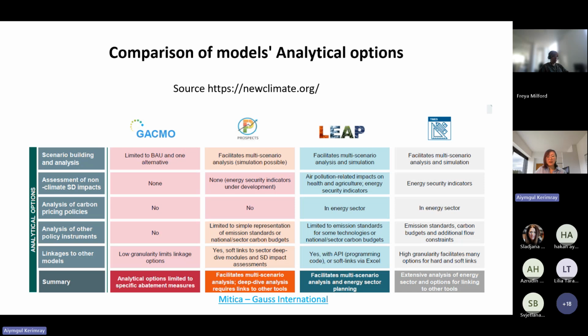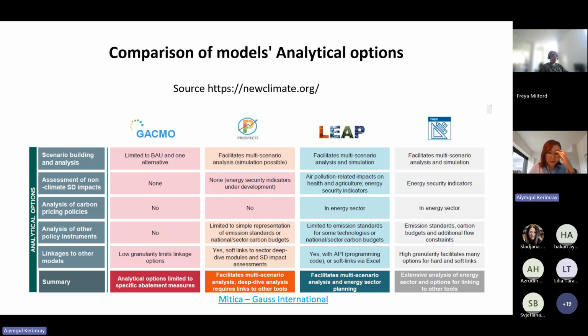In terms of sustainable development impacts and other non-GHG emissions impacts, GASMO cannot provide such functionality, while LEAP provides air pollution analysis, health impact analysis, agriculture sector analysis, and energy security indicators. So in terms of sustainable development impacts, LEAP is a very comprehensive tool, while TIMES provides only energy security indicators. For carbon pricing, GASMO and PROSPECTS don't have this option, while LEAP and TIMES can be used for analysis of carbon pricing policies.